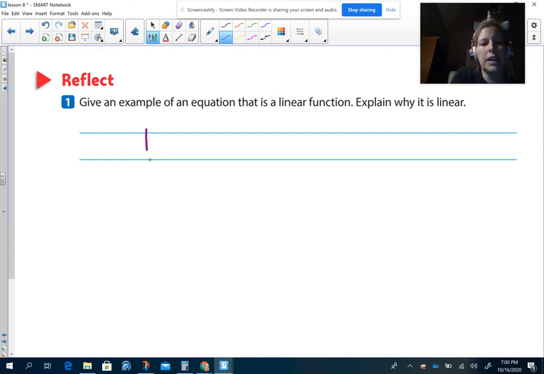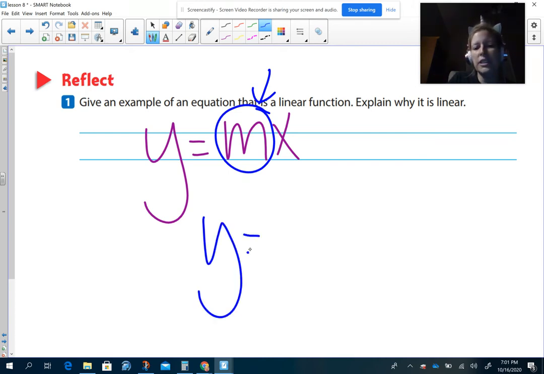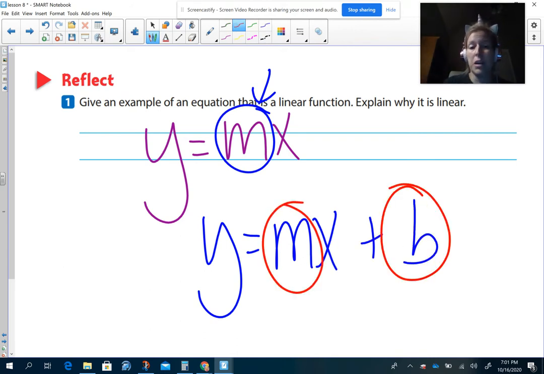Okay, did you give me anything that was written like this, where my m was a number of any kind? Because that would definitely be linear. Why? Because my rate of change is right there. Did you give me an equation that was written like this, but you gave me a number here and a number here? Yeah? Good. Because that's linear. That is a linear function. The only thing I would not accept is if you gave me anything with an exponent.